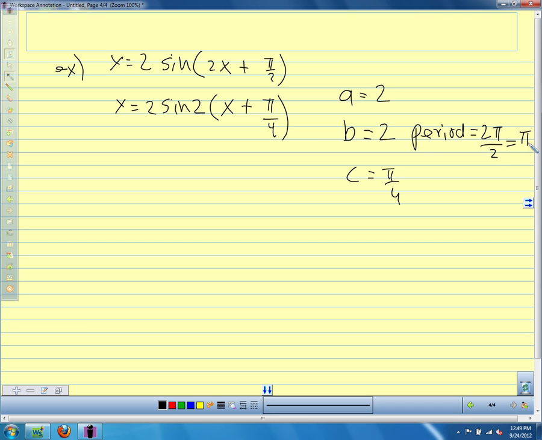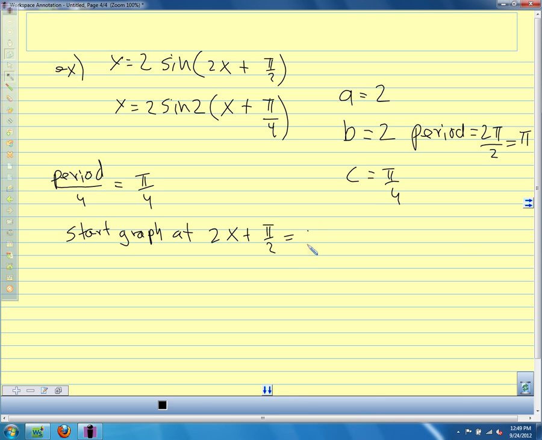So I'm going to divide my period into 4 pieces. Period over 4 is pi over 4. So I'm going to look at every pi over 4 units, and I'm going to start my graph where 2x plus pi over 2 equals 0. This tells me that 2x equals minus pi over 2, divided by 2, or x equals minus pi over 4. So I'm going to start my graph at minus pi over 4.